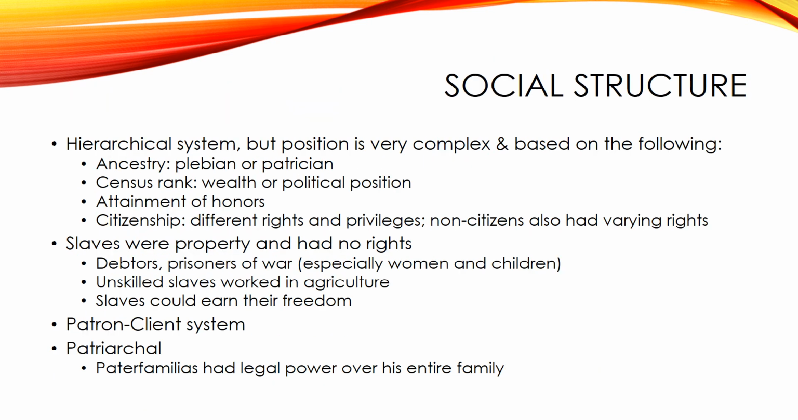Socially, it's a hierarchical system, but the positions are very, very complex. There are 4 different ways you could be labeled within the social structure of the Roman Empire. Obviously, you have your ancestry that's left over from the Roman Republic. So you were either lower class plebeian or upper class patrician. The patricians were your landowners.